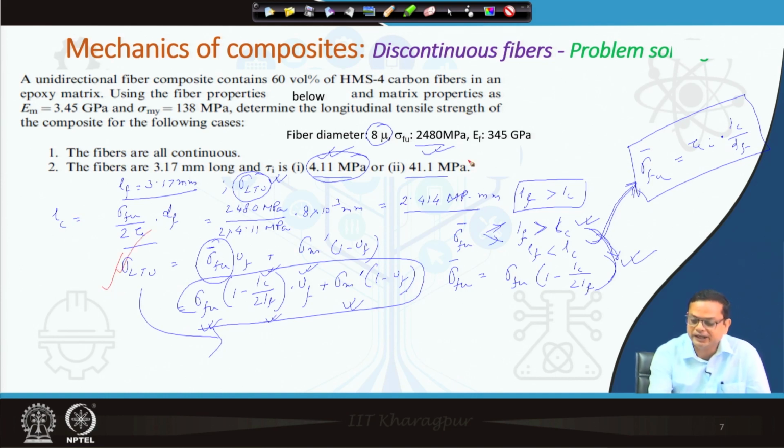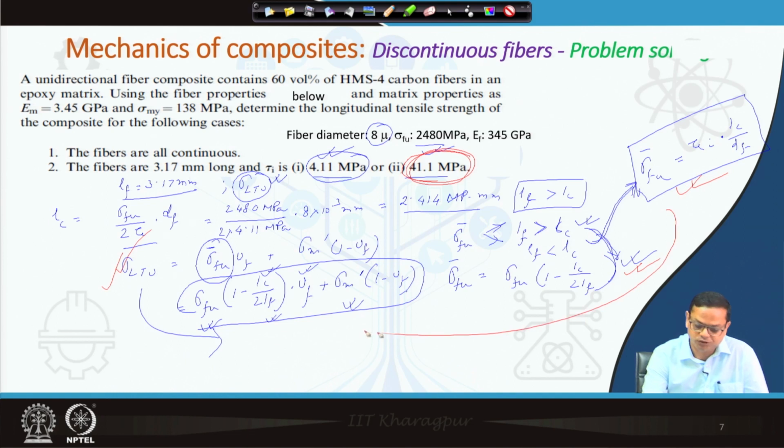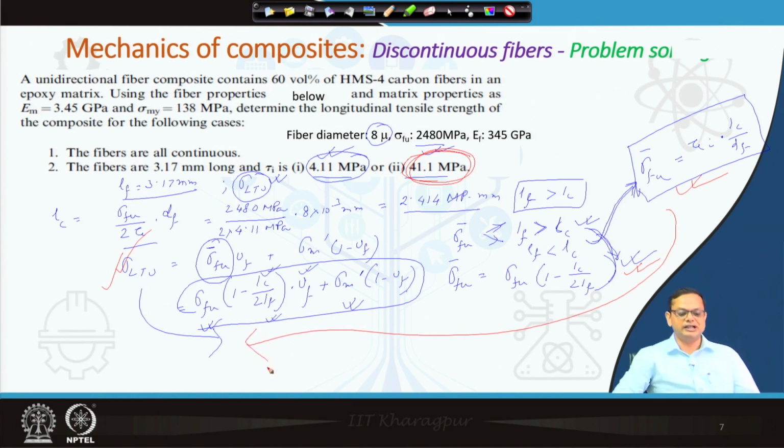Similarly, again you can calculate the value of LC when the interfacial strength tau I is changing, and you need to check whether the value of LF is more than LC or less than LC in this case, and based on that you use this equation or this equation depending upon the value of LF, and then from there you get the value of ultimately sigma LTU. So, that is how you solve this problem.